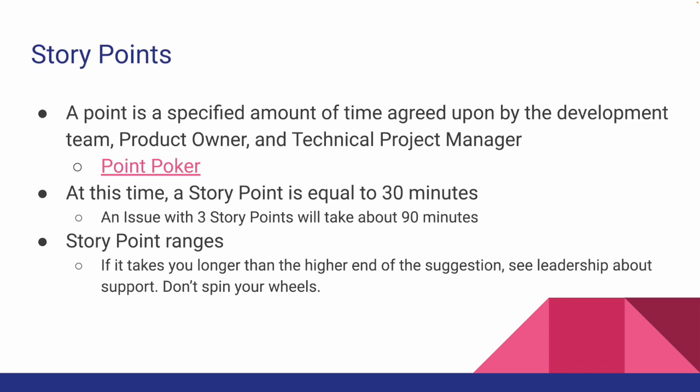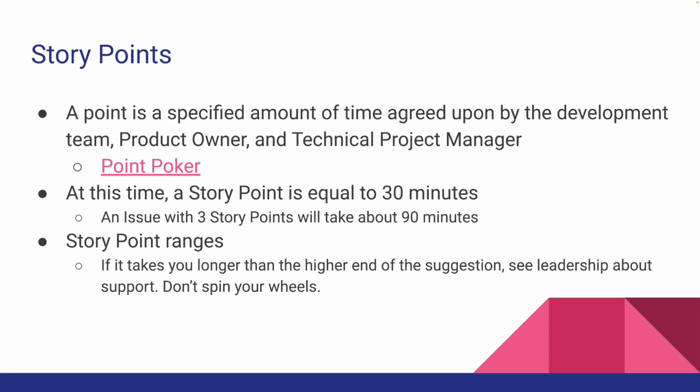One way that you can do this is by using Point Poker. There are a lot of different versions of this out on the internet. This is a link to just one of them if you want to check it out. Navigate to the slide deck and follow that link. It's basically just a gamified way of estimating how long a user story will take. At this time, a story point is equal to 30 minutes. So an issue with 3 story points will take about 90 minutes.